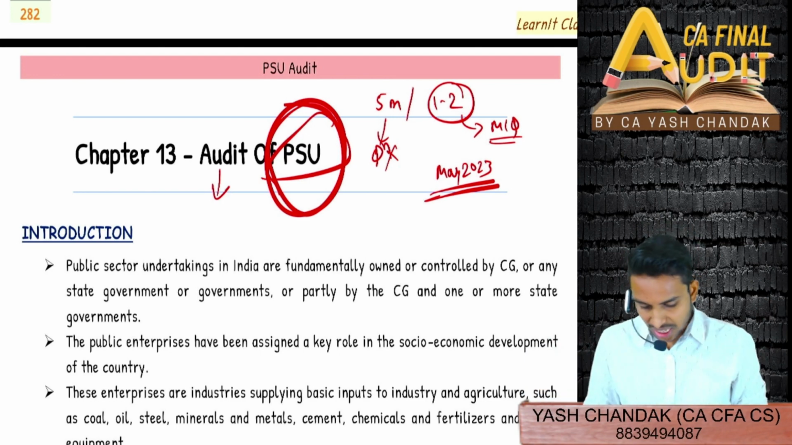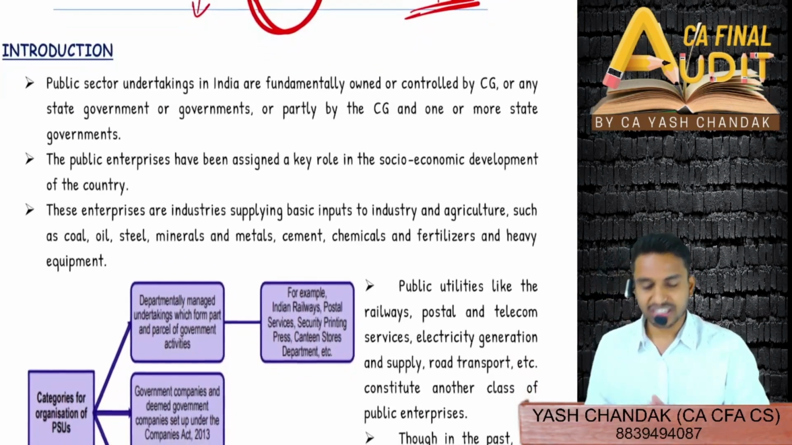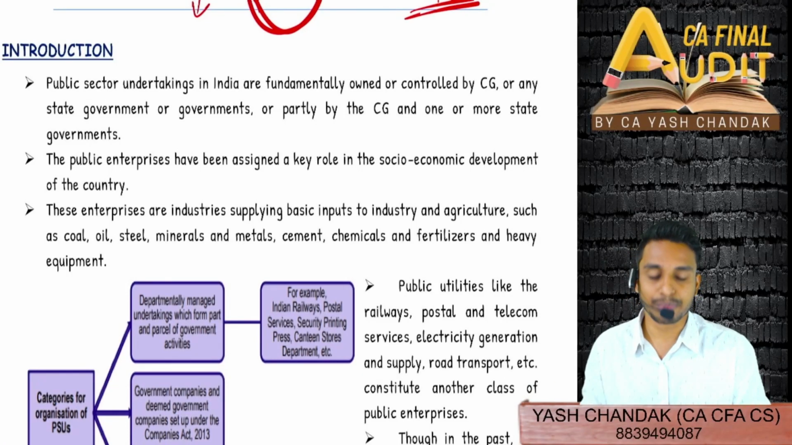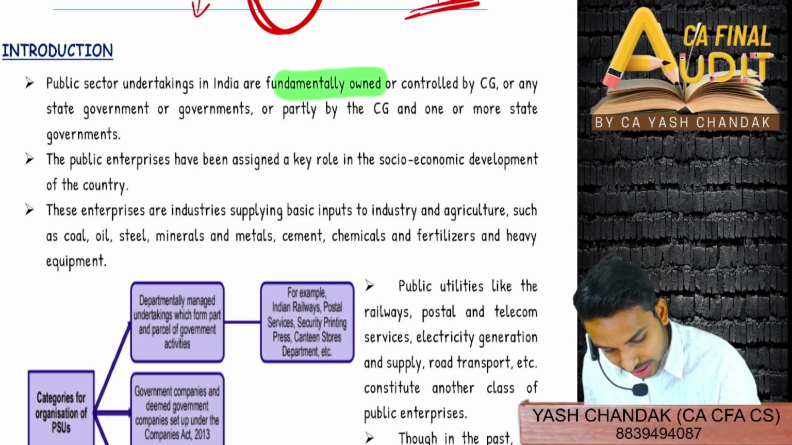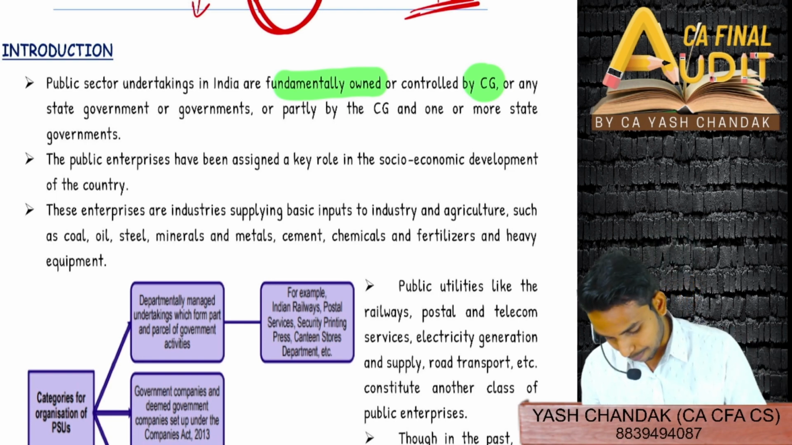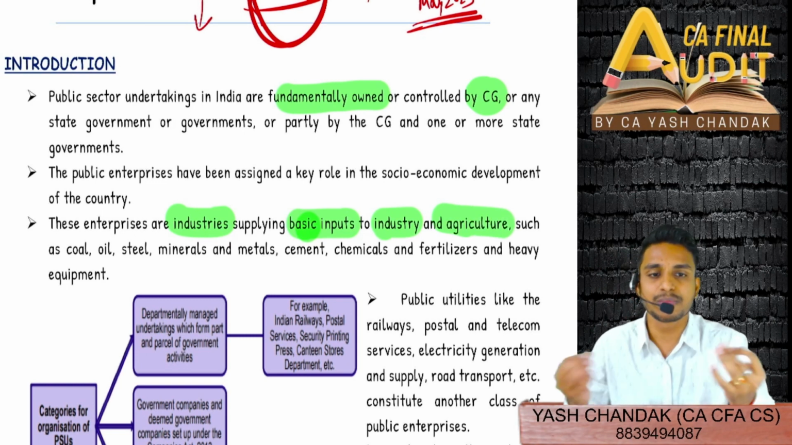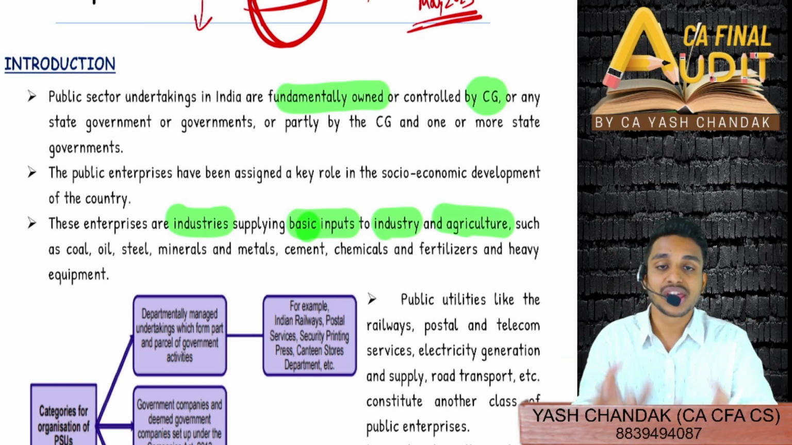So let's start with the introduction. Introduction is nothing but we're talking about public sector undertakings. PSUs, you probably might be knowing Maharatna companies, Navratna companies, right? They are public sector undertakings, fundamentally owned and controlled by the central government or any one state government or a combination of them. These enterprises are industries supplying basic inputs to industry. Basic means coal, fertilizers, urea, chemicals, metals, iron and ores.